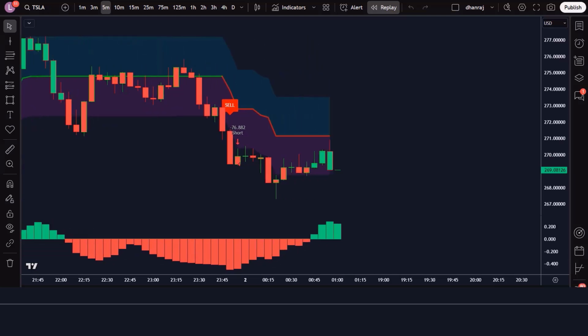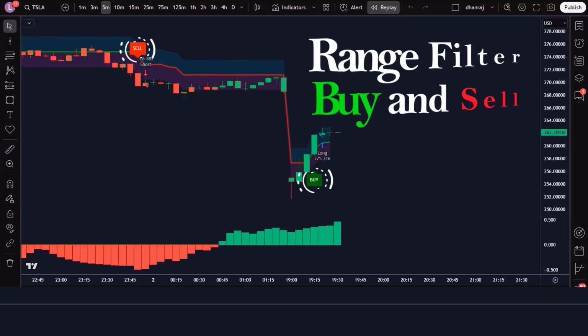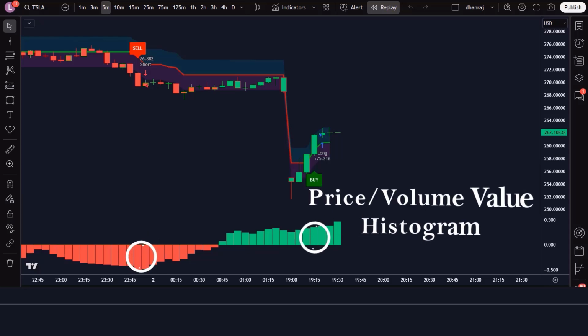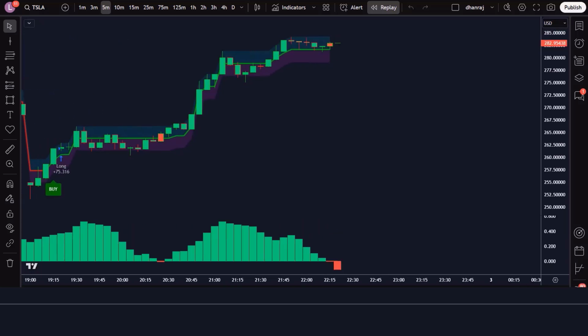First of all, let us know about trading tools. The buy and sell arrow indicator we see in the chart is called the range filter indicator. The green and red area indicator we see in the chart is called the price/volume value histogram indicator. Now we tell you how we want to trade.